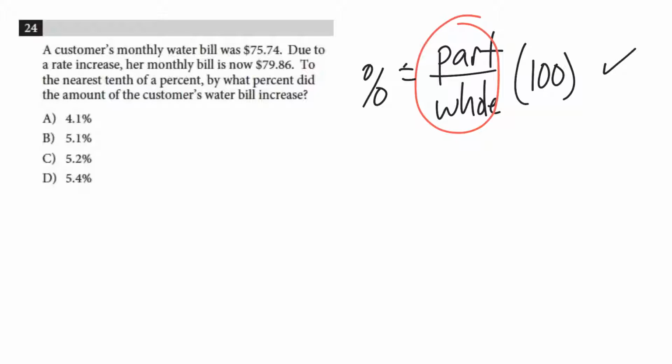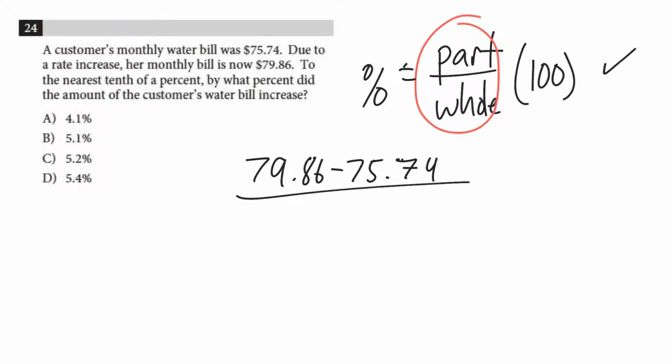Well, the amount of increase is the difference in the bills. So 79.86 minus 75.74. That would tell us the amount of increase. We're going to divide that by the whole, and the whole in this case is the original bill, 75.74. Okay. All right. Well, I'm just gonna pull out my trusty calculator in this case.